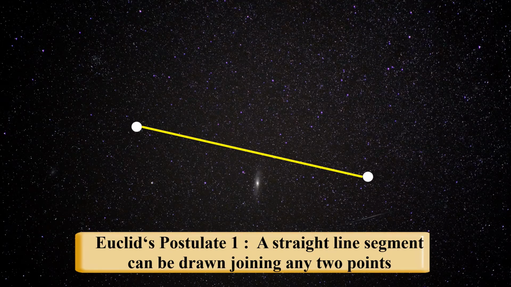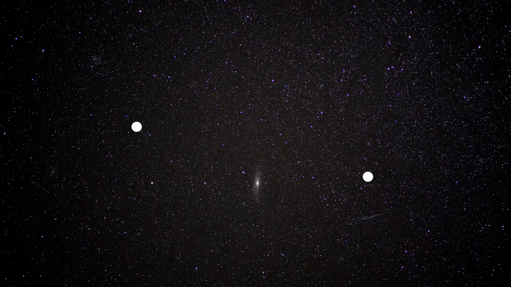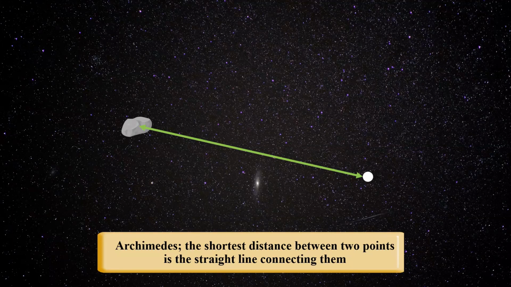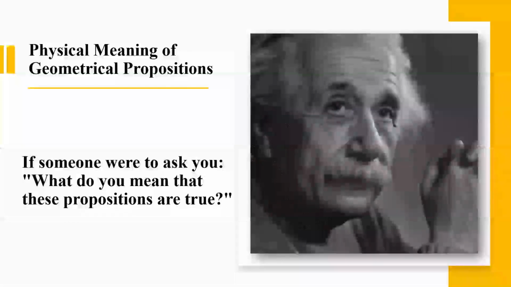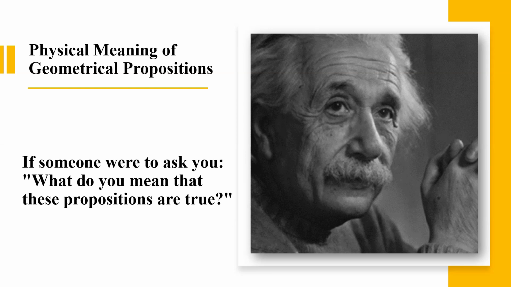A straight line segment can be drawn joining any 2 points, and when a body travels from one point to another, the shortest way between the 2 points is a straight line, which is the geometric postulate first put forward by Archimedes of Syracuse. After thousands of years of the practice of geometry, we normally accept such statements as being true. But Einstein poses a crucial question when he says, if someone were to ask you, what do you mean that these propositions are true?